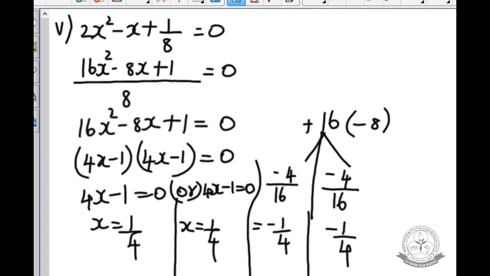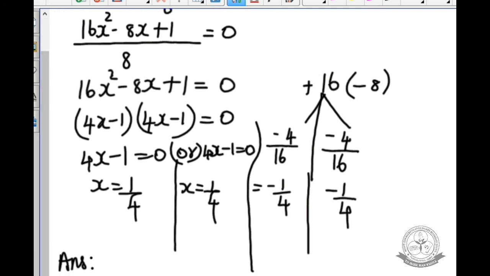So the answer, the roots are x equal to 1 by 4 comma 1 by 4, or you can write it as 1 by 4 twice. Two times the same root is coming.